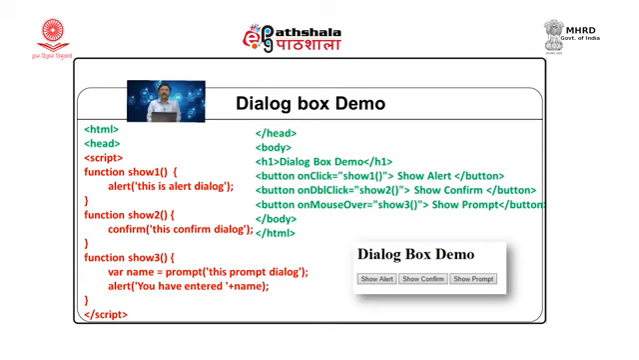Similarly, we write the second function, which displays confirm, which again takes one argument, the message to be confirmed from the user. Here you can write a message like, are you sure you want to delete this record, or are you sure you want to exit, or something like that. For demonstration purposes, I just write this confirm dialog.